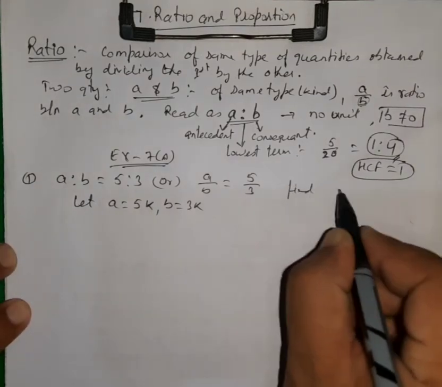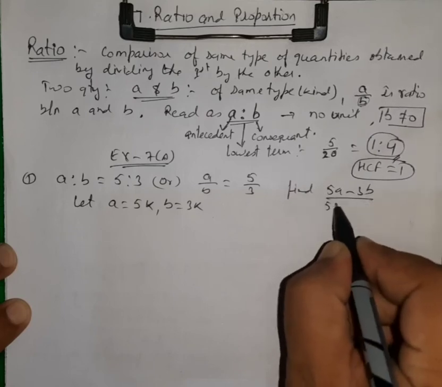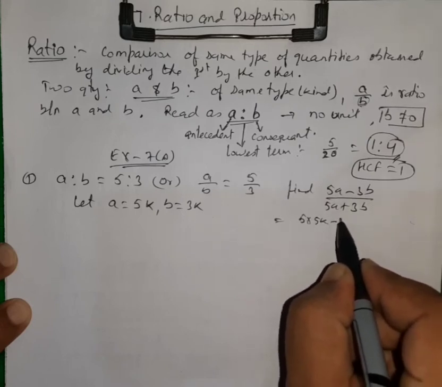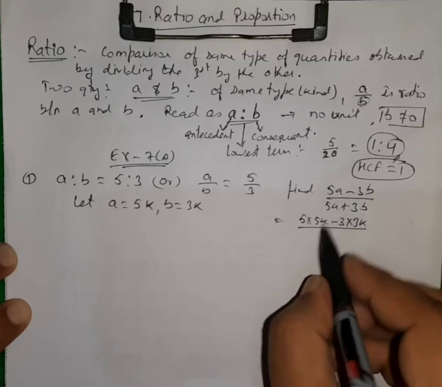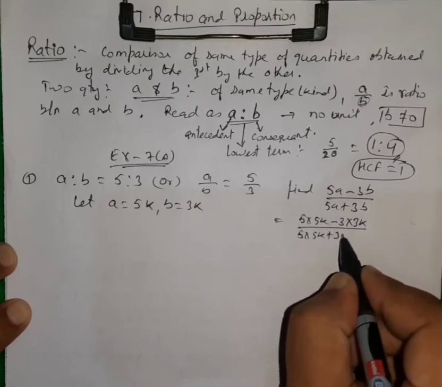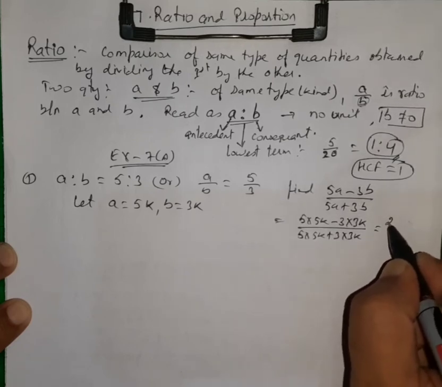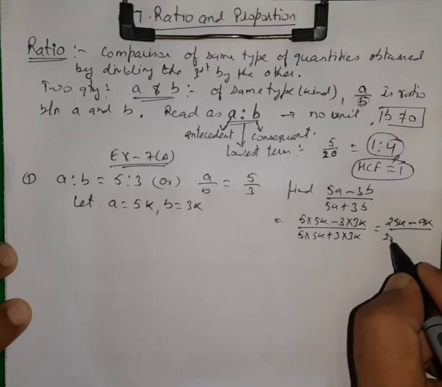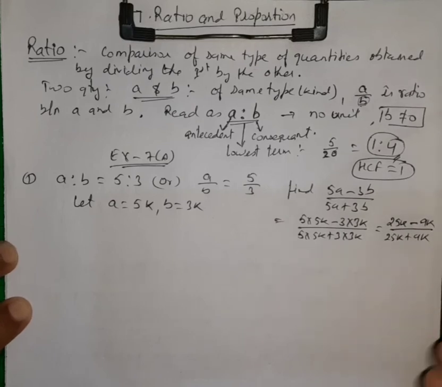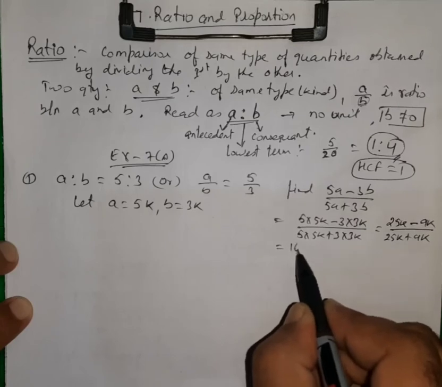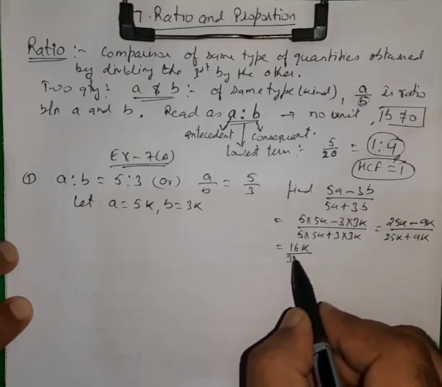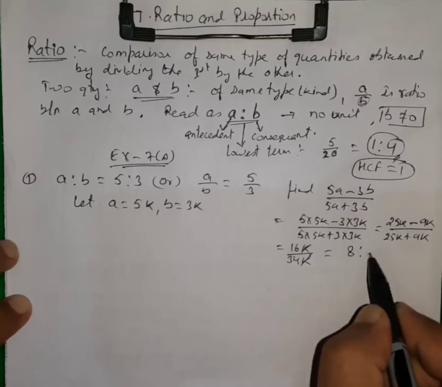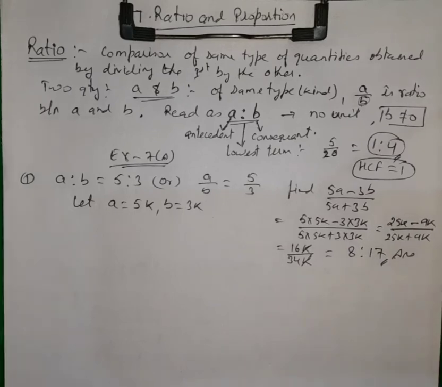Now we have to find 5A minus 3B over 5A plus 3B. Here we can use A is equal to 5K and B is equal to 3K. So 5 multiply 5K minus 3 multiply 3K over 5 multiply 5K plus 3 multiply 3K. This will be 25K minus 9K over 25K plus 9K. So 25 minus 9 is 16 and 25 plus 9 is 34K. Now K will get cancelled, and we can divide by 2. So the answer is 8:7.